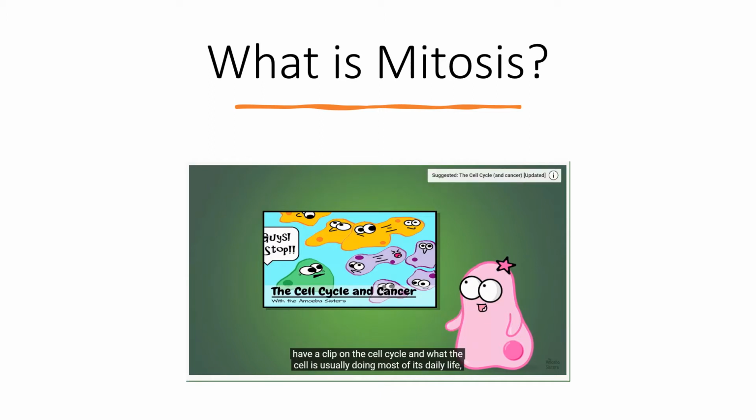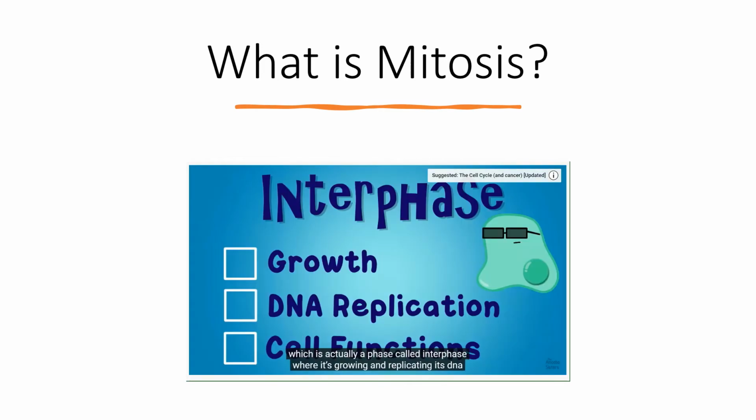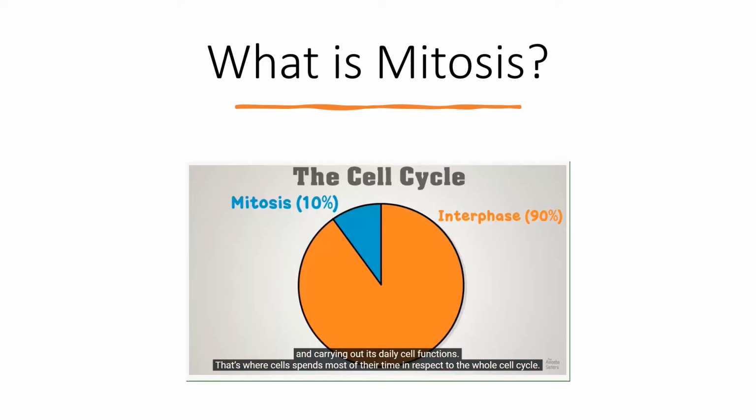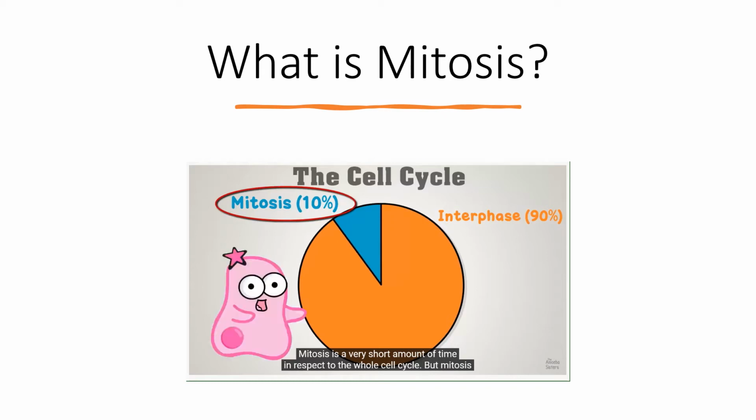We have a clip on the cell cycle and what the cell is usually doing most of its daily life, which is actually a phase called interphase, where it's growing and replicating its DNA and carrying out its daily cell functions. That's where cells spend most of their time in respect to the whole cell cycle. Mitosis is a very short amount of time in respect to the whole cell cycle. But mitosis is a critical process because this is where it is going to divide and make more cells.